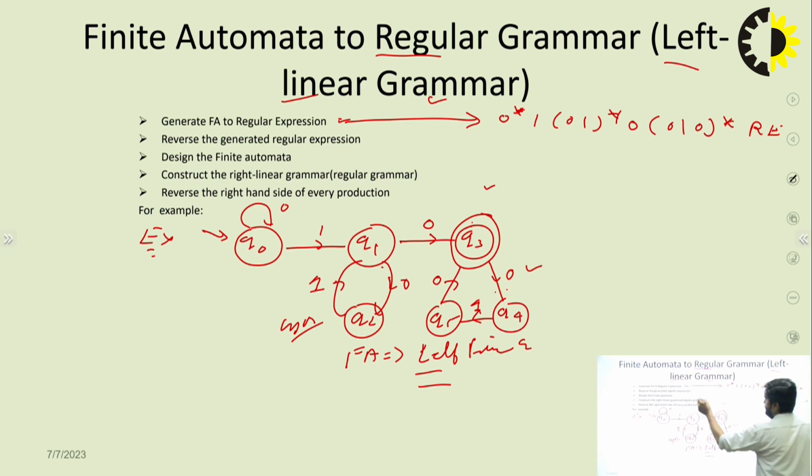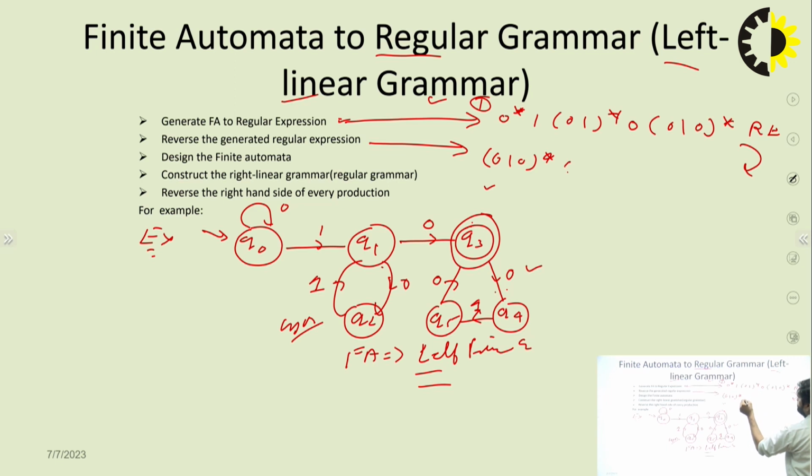After we convert to the regular expression, the next step is to reverse the regular expression. That is the first step. The second step is to reverse the regular expression. We reverse it, taking 0, 1, 0, then 0, 1, 0, 1 and 0. That is the reverse of the regular expression.